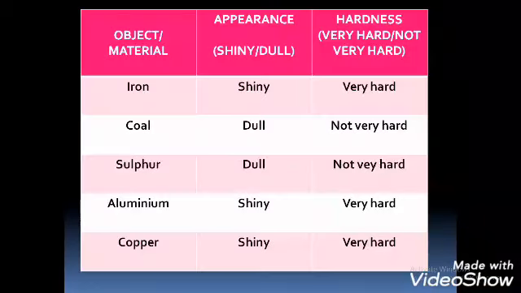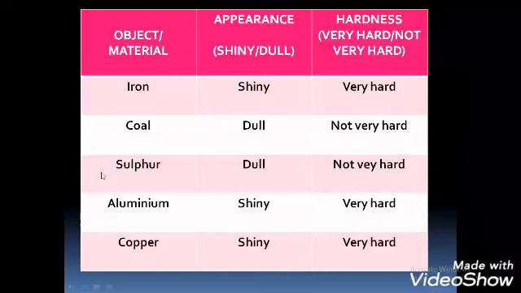Okay, now we can move to the table. It shows the object or material, its appearance, shiny or dull, and hardness, very hard or not very hard. So we can categorize iron, coal, sulfur, aluminium and copper by these properties. Is iron shiny or dull? Yes, it is shiny. What about its hardness? It is very hard, right? Then coal is dull and not very hard.